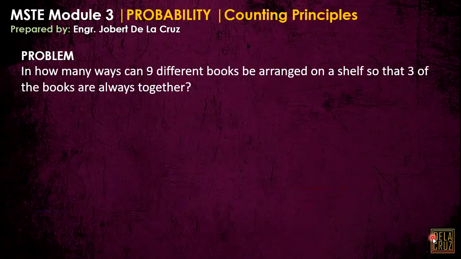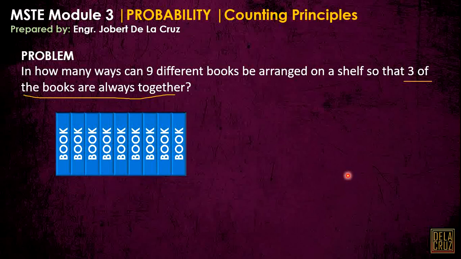Okay, how about this? In how many ways can 9 different books be arranged on a shelf so that 3 of the books are always together? Okay? That one. 3 of the books are always together. So, ano yung approach dito? Again, simple counting principle. This is how many, 9 different books. So these are the books. Take note, they are different books. Okay? Iba-iba yung books na yan.